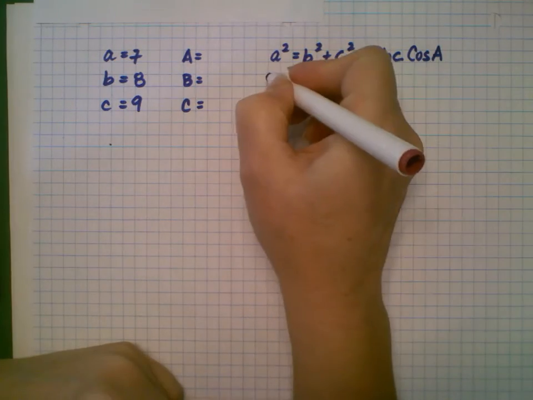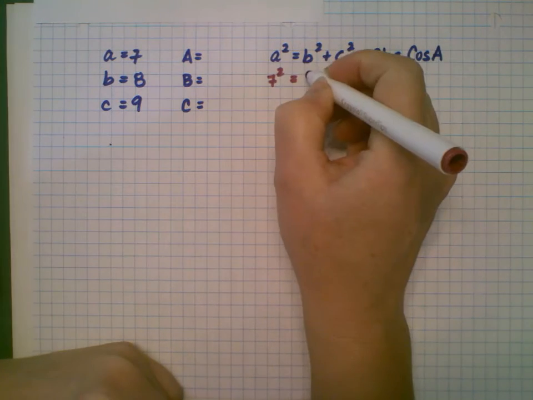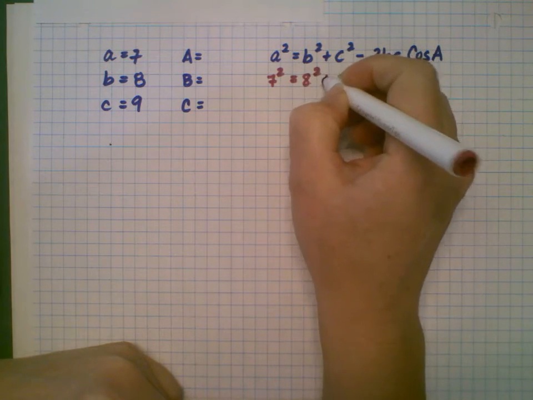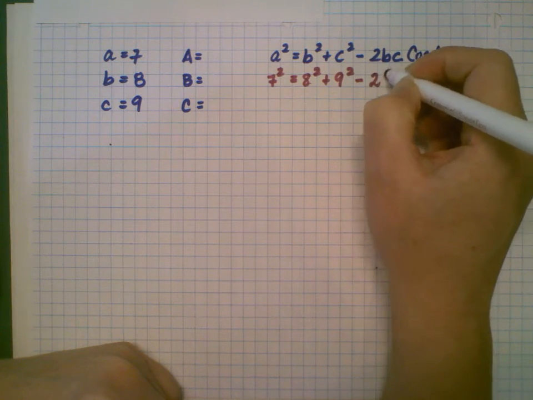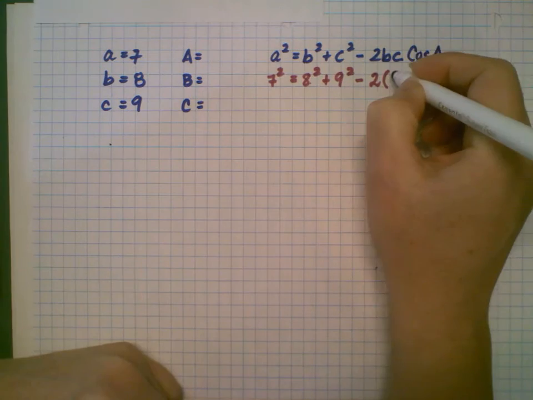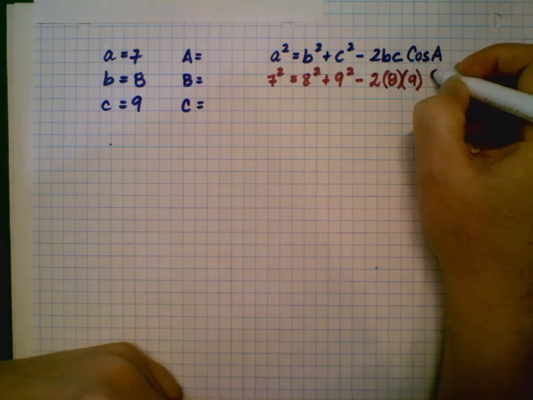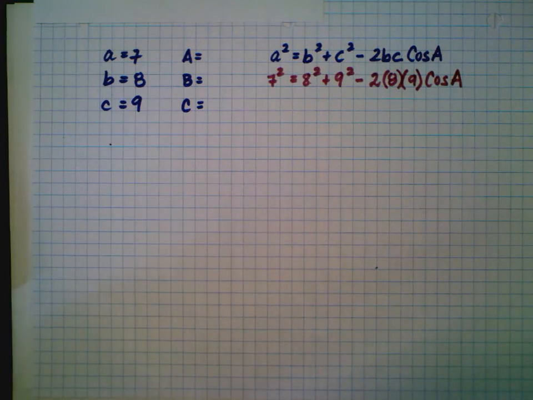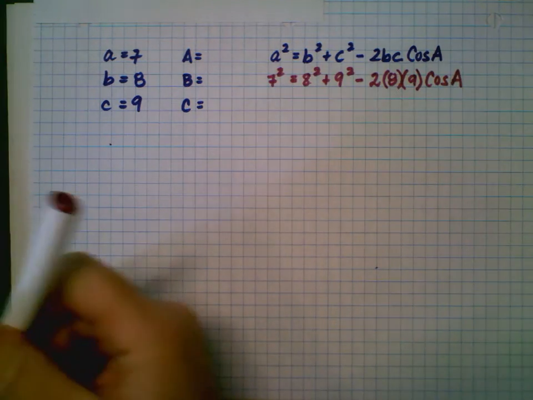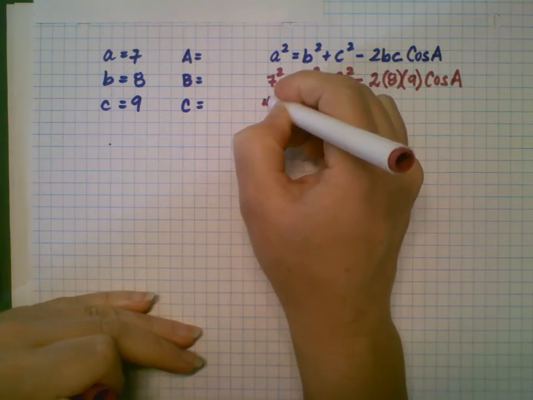And a was 7, so 7 squared. B is 8 and C is 9, and then cosine A. I don't know what A is, so I'm going to have to use algebra and isolate for that value. So we've got 49.